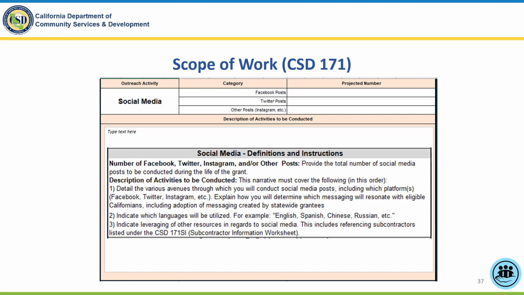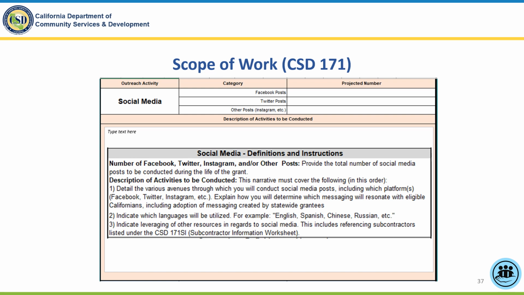As mentioned under Web, applicants must provide a complete breakdown of activities following the order indicated under the definitions and instructions. For example, if your organization will conduct more posts via Twitter than Facebook, explain why this is the best social media outreach tactic for the target area, how you define your performance measures for Twitter, how many people you plan to reach via Twitter, and how you will track and report this information to CSD.